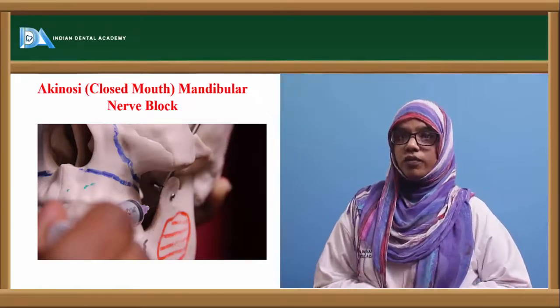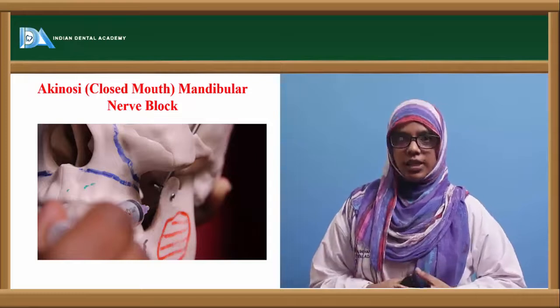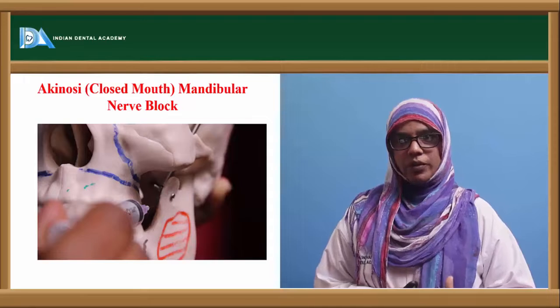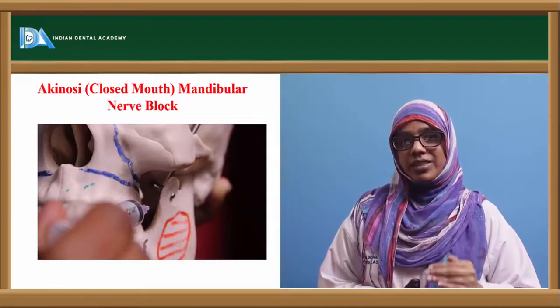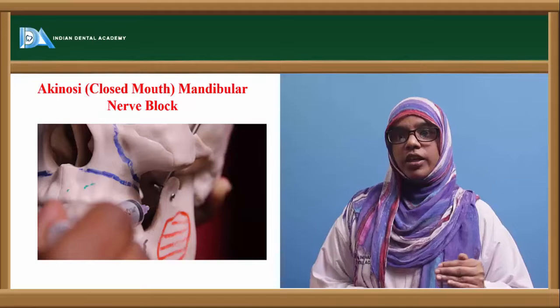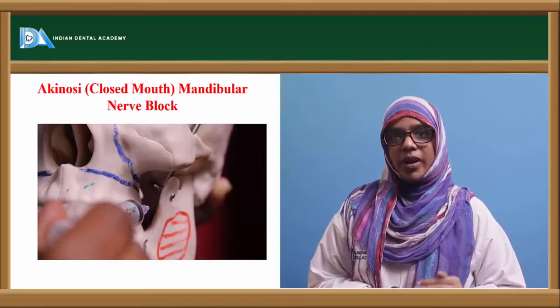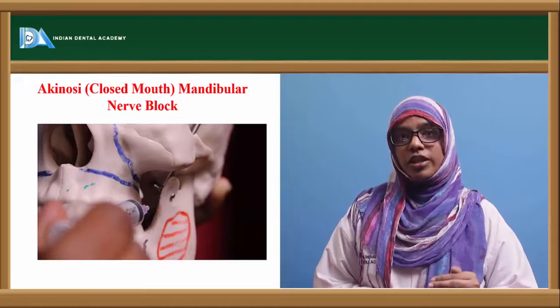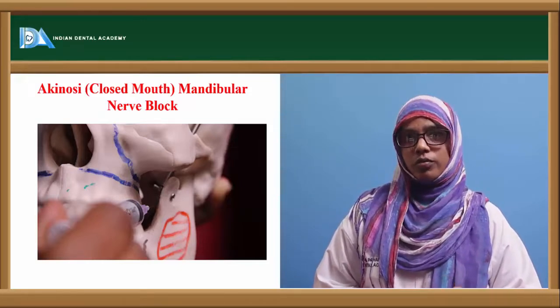So how will you give an inferior alveolar nerve block? You could use this technique. In this technique you will tell the patient to close the mouth completely. If you're anesthetizing the left side, you will take your needle and keep it parallel to the occlusal plane of the maxillary molar and you will inject just distal to the second molar into the mucosa.